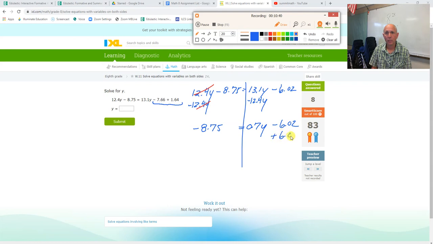Adding 6.02 to both sides. Red marker of death and destruction. 8.75. Negative 2.73. And then dividing it. 3.9, negative 3.9.